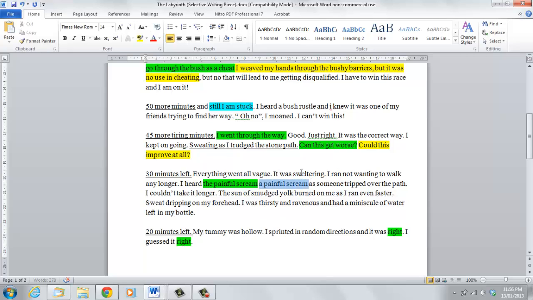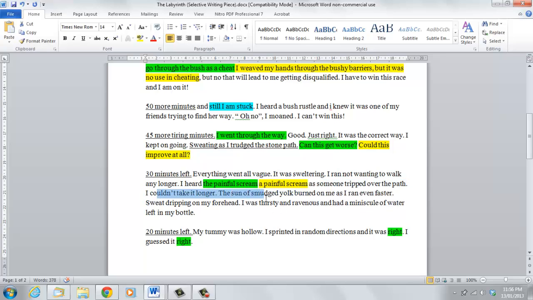Okay, so there are little issues here with expression, and it's something that through more practice you'll be able to improve. The good news is that basic grammar is there, and also spelling is there. Okay, and choice of words is there. There are some instances of really, really good expression. Okay, but there are issues with tense here. Okay, a painful scream as someone tripped over the path.